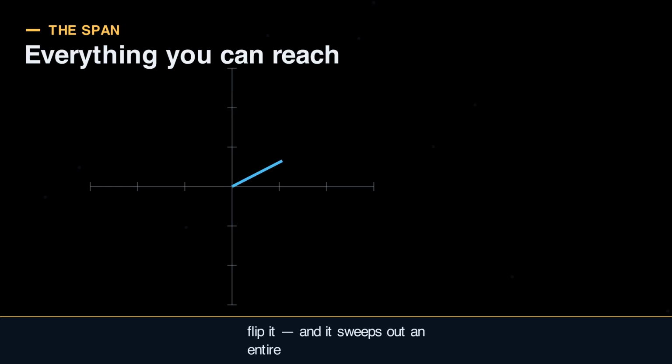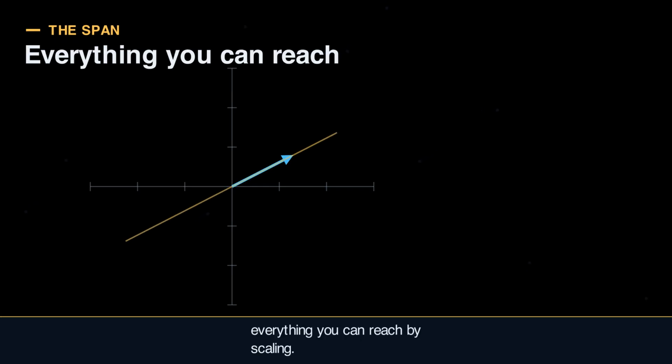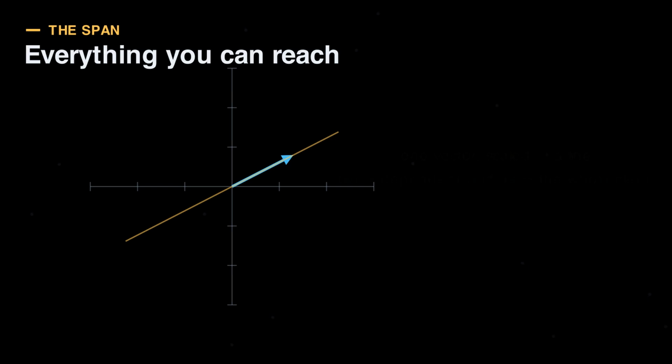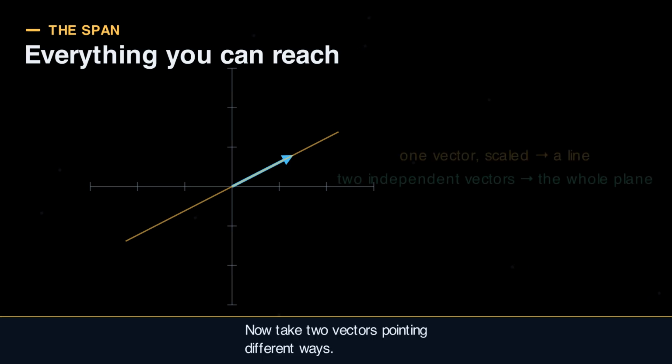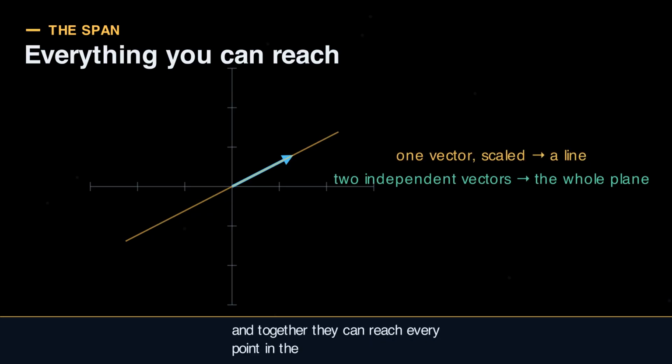Take a single vector. Scale it up, scale it down, flip it, and it sweeps out an entire line through the origin. That line is its span, everything you can reach by scaling. Now take two vectors pointing different ways, combine them freely, and together they can reach every point in the plane. Their span is the whole two-dimensional space.